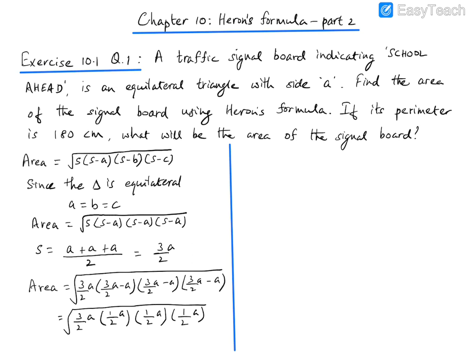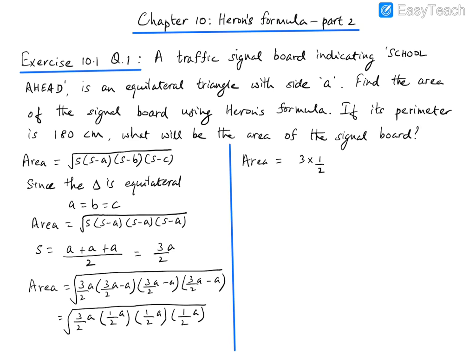So basically the area equals, we can just take out the terms. We'll take the numbers out separately and the a parameter separately. So we'll have 3 by 2. I can write the 3 by 2 as 3 into 1 by 2.